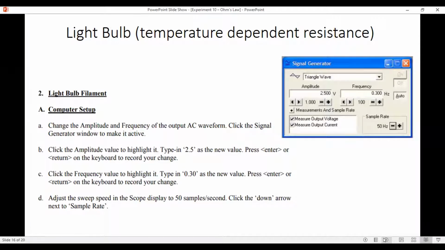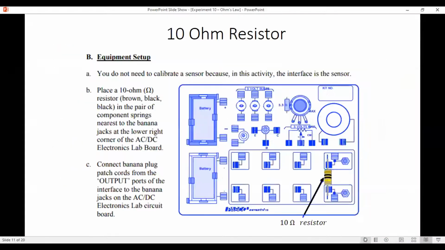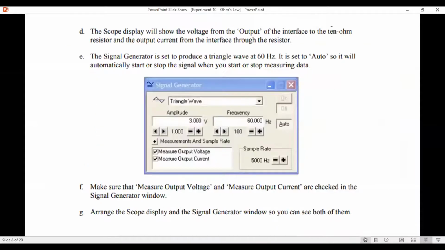Now, originally, the way that this was set up, let's go back to the original thing right here. Just annotate this and notice a few things here. First of all, the amplitude was 3 volts. I'm going to drop that down to 2.5 volts. The frequency at which it would ramp up and ramp down is 60 hertz.